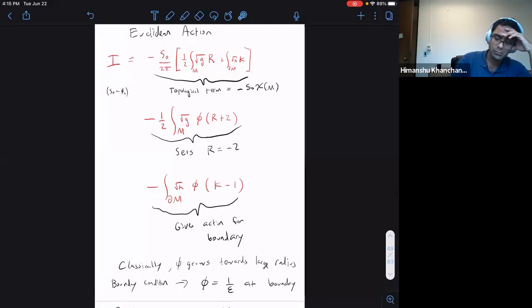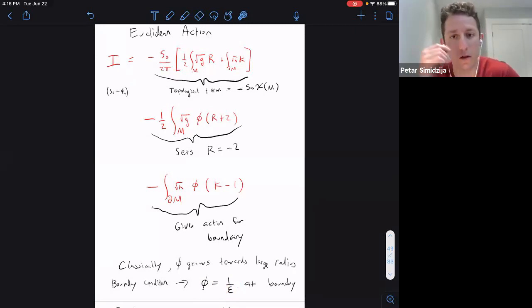A final comment: if we're computing a partition function, we have to fix boundary conditions for the metric and the dilaton at infinity. We've already said what we want to do with the metric. We want to consider geometries that have a length of the boundary which is proportional to beta. But we also need to fix the value of the dilaton at the boundary. If you look at the equations of motion for phi, it tends to grow towards large radius. So what we're going to do is fix phi to be some value at the boundary renormalized by some factor of epsilon. So phi diverges at the boundary, and we're going to fix this renormalized value.